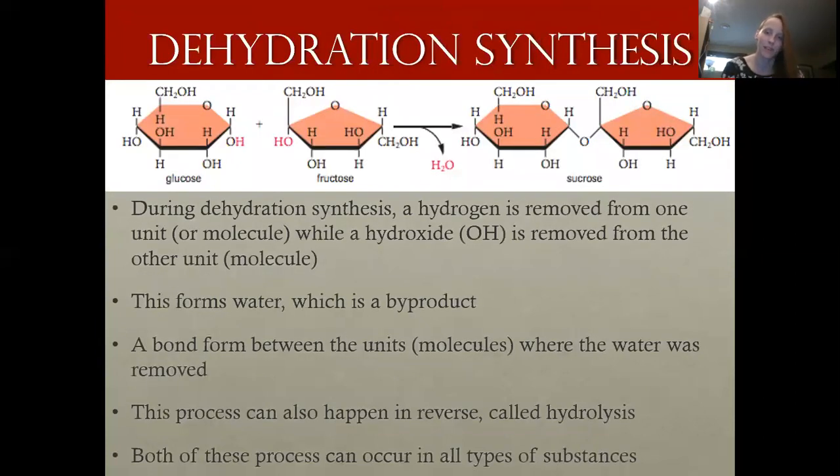So this is what it looks like. Essentially, you have 2 different monosaccharides here, so 1 and 2. I'm going to take a hydrogen from one of the monosaccharides, a hydroxide, which is an OH from the other one. Those combine to form a water, and that water is removed. That's the dehydration part. And wherever that H and OH were removed, a bond is going to form there. So this oxygen here is now going to form a bond right here where the OH was. That is what this bond that we see right here is. It's where that water was removed. The water is then just a byproduct.